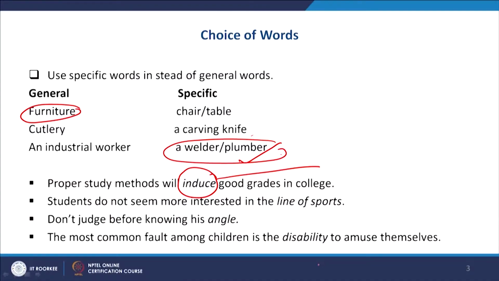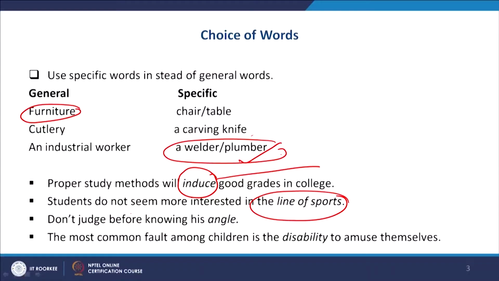The same is again in the second sentence. Students do not seem more interested in the line of sports. So, why in the line of sports? By saying in the line of sports, again you are going to confuse it. So, you must say students do not seem more interested in hockey nowadays, in cricket nowadays, then you will become more specific.